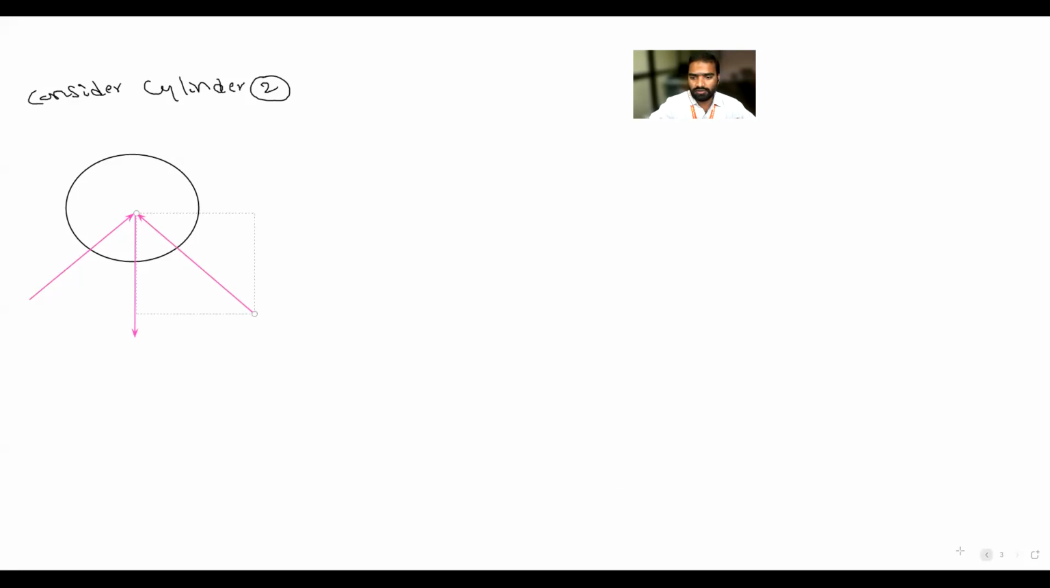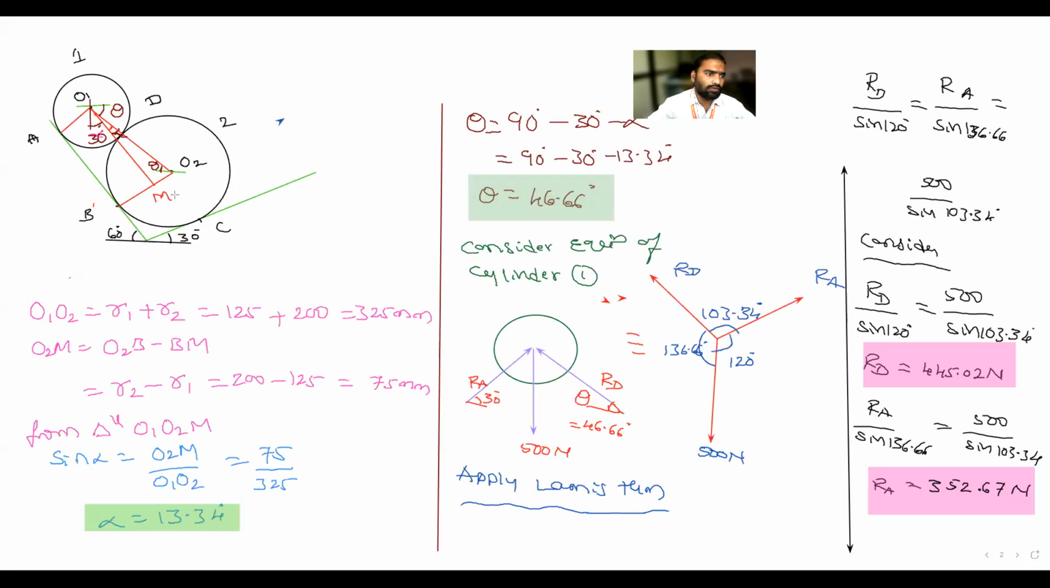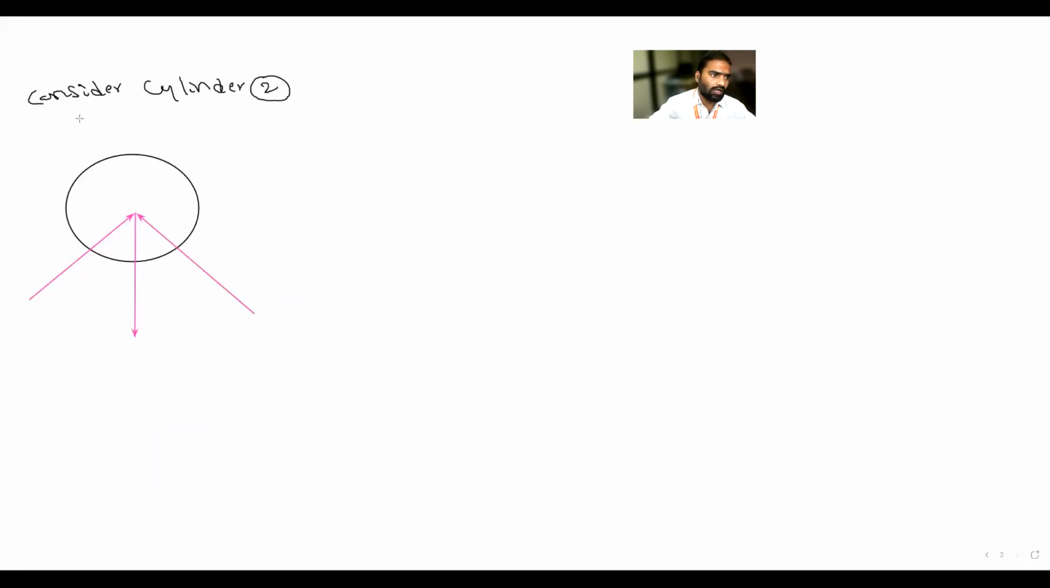So there is RC, again there is RD. Like this it is. So all you have to write. First one is weight acting. How much is weight? 800 newtons. RC is making an angle of 60 degree. RB is making an angle of 30 degree. This is RD.